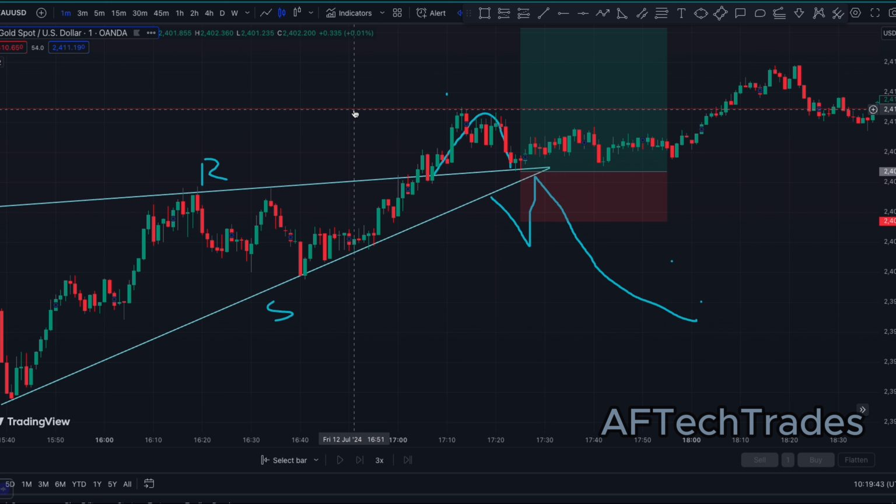You can use it on 1 hour. You can see I'm currently even on 1 minute. You can use it on any time frame. You can use it on 30 minutes, 4 hours, daily, weekly, just anywhere you want to use it. It works perfectly, and you can use it on any currency here.